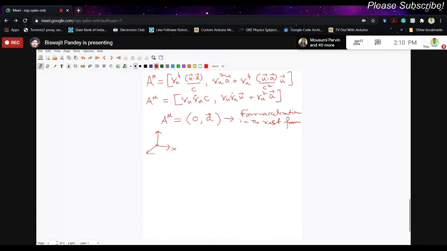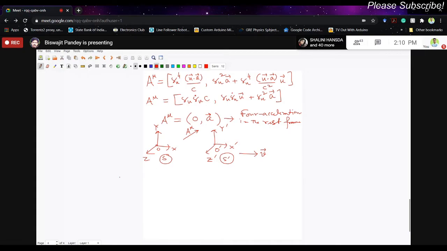Imagine this is one frame with axes x, y, z. Let us call this frame S, and another inertial frame with axes x prime, y prime, and z prime, with origin O prime. Let us call this frame S prime, and suppose it is moving along the x-axis with velocity v. We have a particle which has a 4-acceleration, say a mu, in the S frame, and we want to calculate the components of the 4-acceleration in the S prime frame.